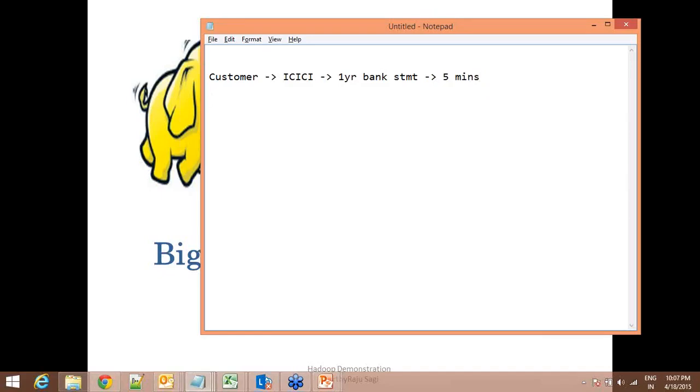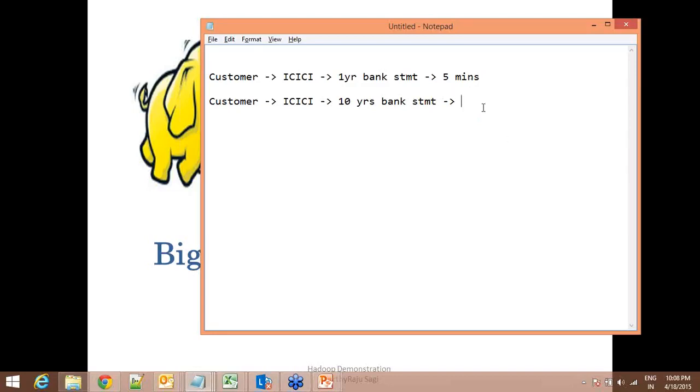Now assume the second scenario. The same customer went to ICICI Bank, but now he requested a 10 year bank statement, maybe 10, 15, or 20 years, for some financial purpose. But this time the representative will say, sir, you are requesting historical transactional data, 10 years of statement, which I cannot provide you immediately.